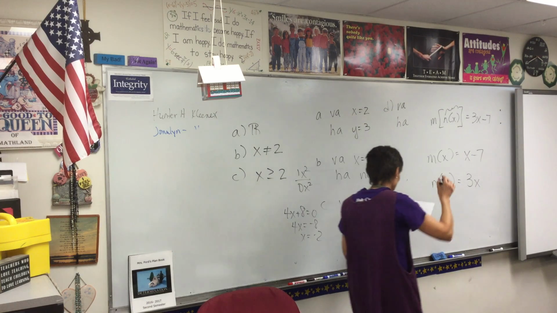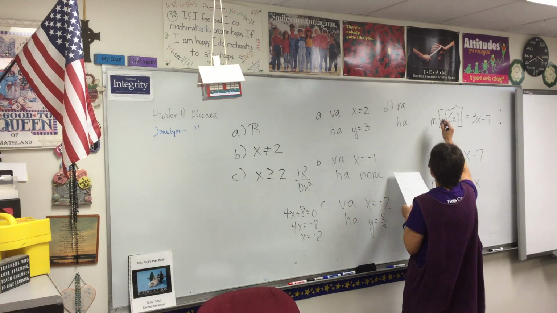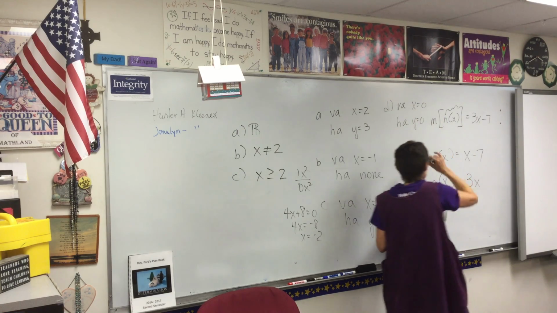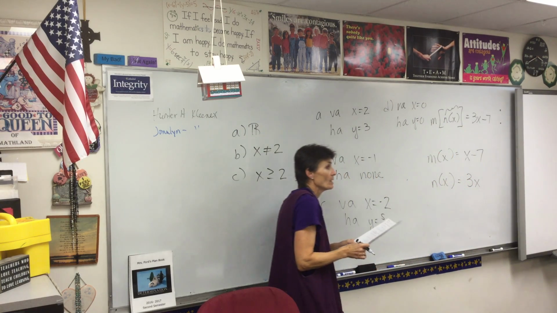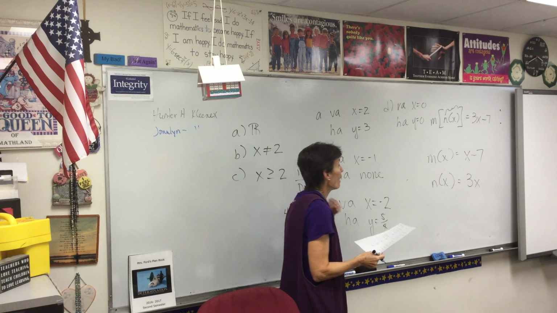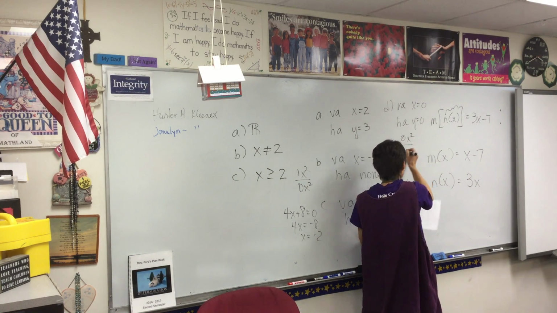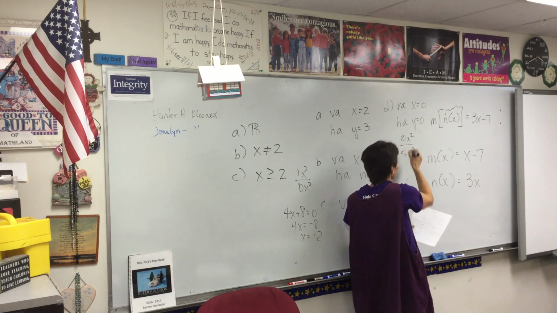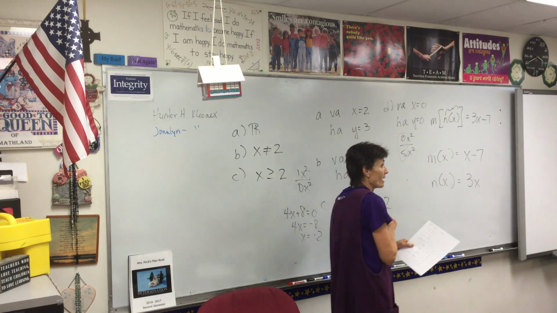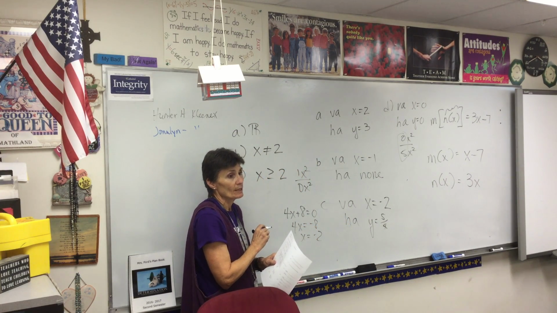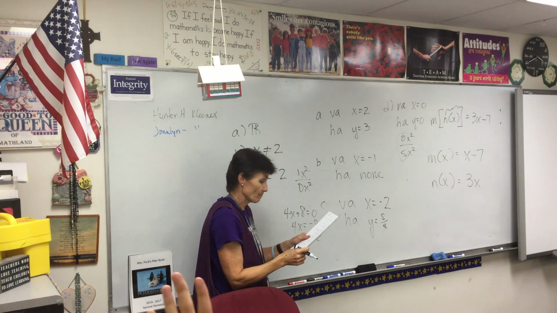For D, your vertical is X equals 0 and your horizontal is Y equals 0. Because on that one, it's 0x squared over 5x squared, right? And what's 0 over 5? 0. So your horizontal asymptote is Y equals 0.